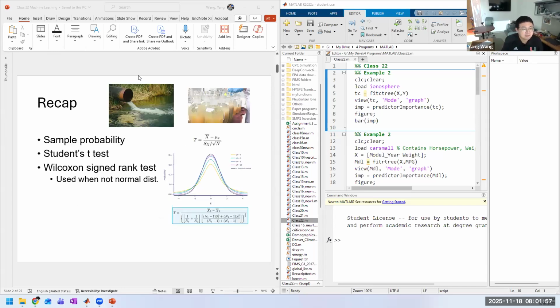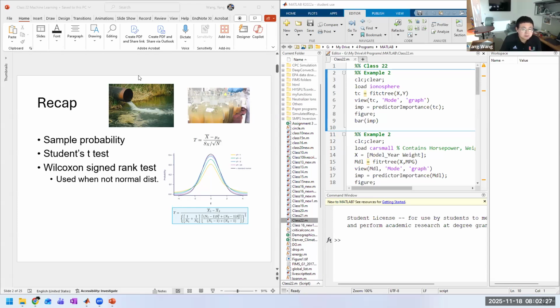So as a quick recap of our last class, we mainly focused on sample probability, especially trying to test certain hypotheses, right? So we talked about the student's t-test, which means that when we're trying to confirm whether a sample belongs to a proposed population, or when comparing two different populations, we could use the student's t-test, which is to calculate the t-value and then find the critical t-value and do the comparison.